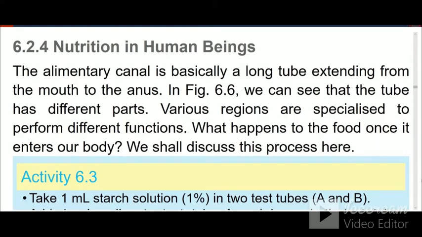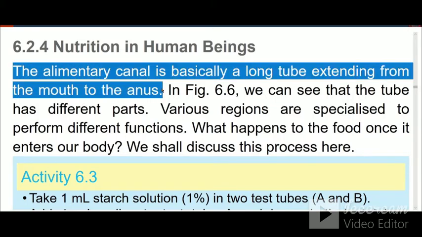Now let's see about nutrition in human beings. The first thing that you go through in nutrition in human beings is the alimentary canal. What is an alimentary canal? That is the beginning of digestion till the end of the digestion. The whole organ system is called the alimentary canal system. So, a long tube extending from mouth to the anus.